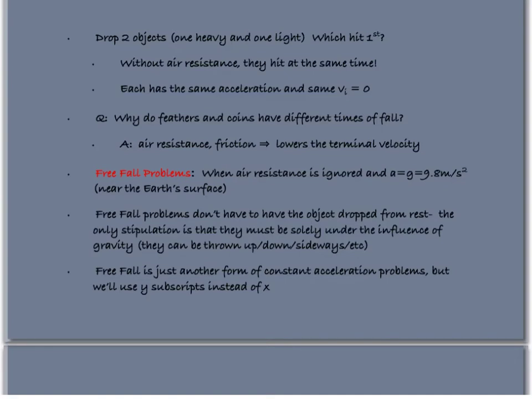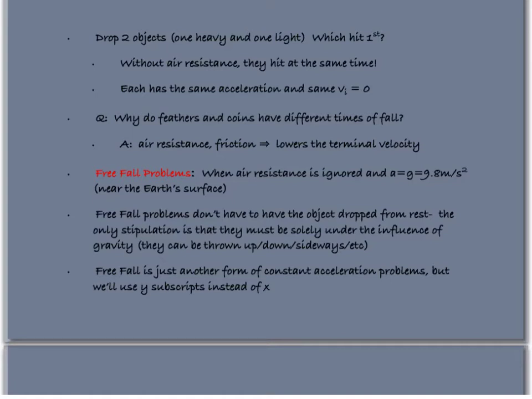So let's say that you drop two objects, one heavy one, one light one. Which one's going to hit the ground first? Well, the answer is that without air resistance, they would both actually hit the ground at the exact same time. Each one has the same acceleration, the acceleration due to gravity, and each one has the same initial velocity of 0 since you dropped them from rest.